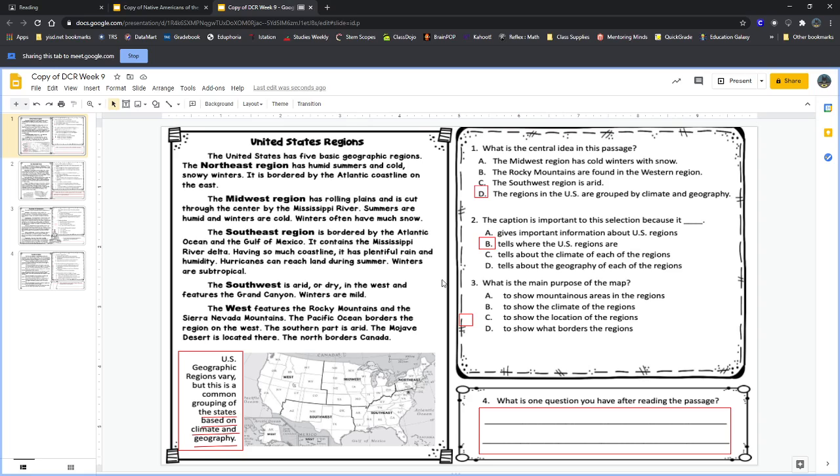Number 3, what is the main purpose of the map? So this time, they want us to not focus on the caption, focus on the map, the picture itself. What do you think the main purpose of this map is? Why did they put it in this story? Why did they show it to us? Alexa, why do you think they showed us this map? I think A. A, to show mountainous areas in the region.